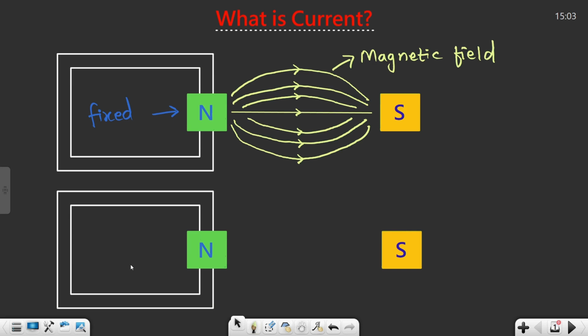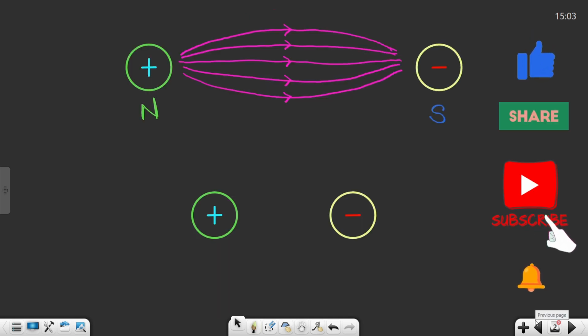I hope you understood this basic, simple analogy we saw. The north pole is fixed, so the south pole is movable. As I am bringing the south pole closer to the north pole, due to the magnetic field or the attraction, the south pole gets attached with the north pole. Now let's try to understand in terms of electric charge, or electricity. Obviously electricity is nothing but the flow of electrons. We will see that, don't worry about that as well.